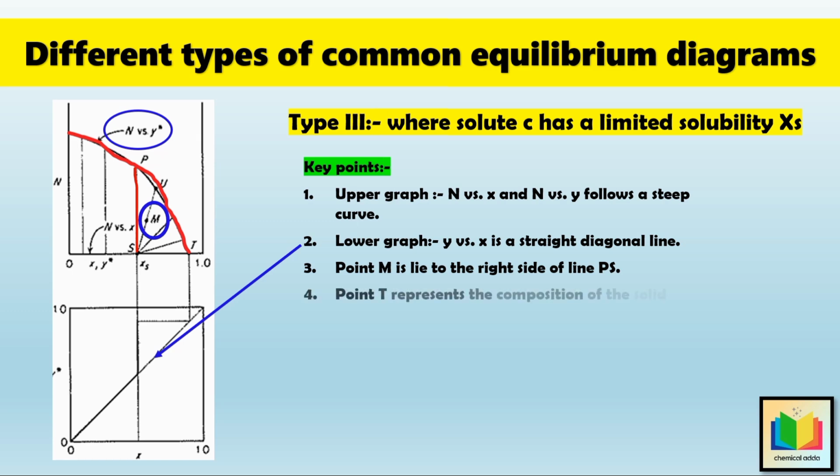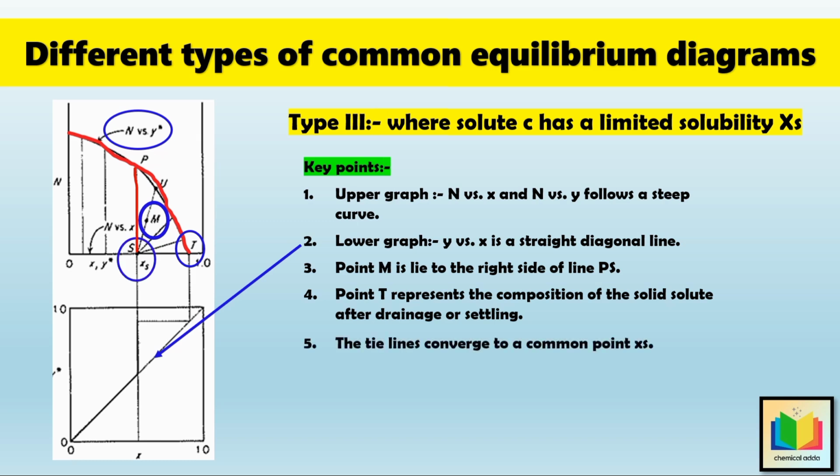Then point T represents the composition of the solid solute phase after excess solvent is removed, such as by drainage or settling. Then we can see that tie lines converge to a common point XS. This is one unique feature of this diagram, where tie lines converge to a specific point, called XS, which represents the solubility limit of the solute. This convergence shows that, no matter the initial mixture composition, the liquid phase cannot go beyond the saturation point.